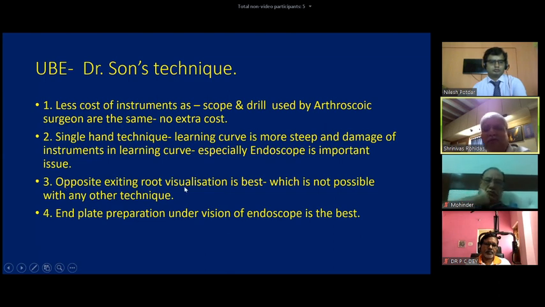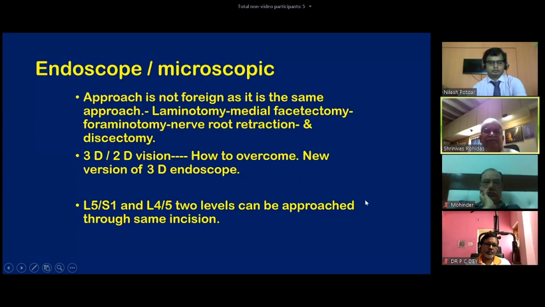Opposite exiting route visualization is the best, which I believe in this technique. End plate preparation for the fixation cases under visual of the endoscope is one of the best things with this technique. Now when we started with the endoscopic approach, there was always an issue about the 3D vision. The microscope can give you 3D vision, the endoscope cannot. Now when we are using the endoscope, we have to learn how to appreciate the depth with the 2 instruments in the hand. That is one of the learning curves you have to go through.